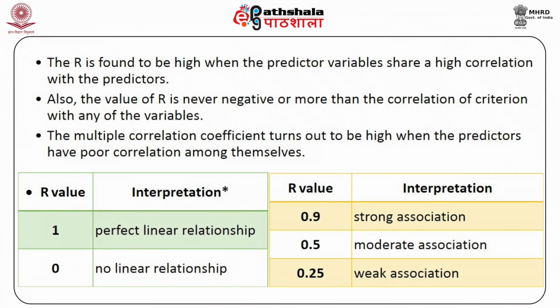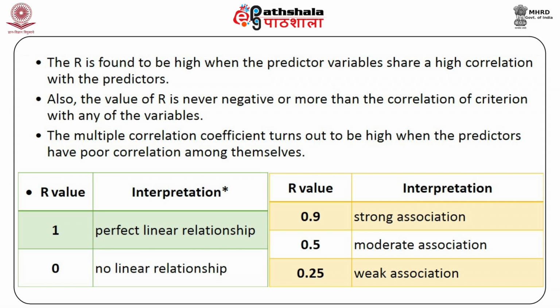The R or the multiple correlation can be found to be high when the predictor variables share a high correlation with the criterion. Also, the value of R is never negative or more than the correlation of criterion with any of the variables. The multiple correlation coefficient turns out to be high when the predictors have poor correlation among themselves.